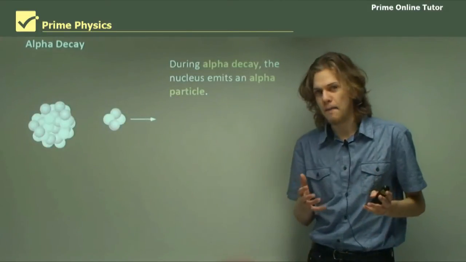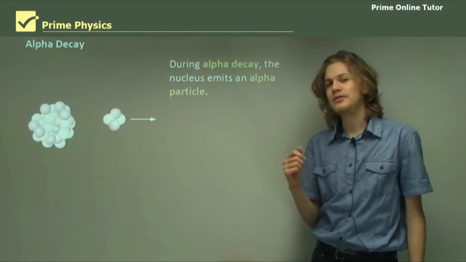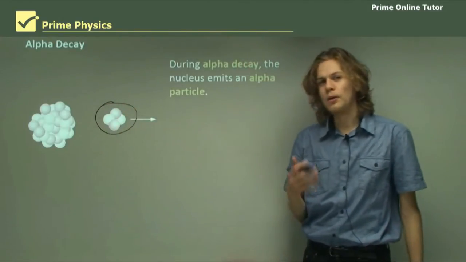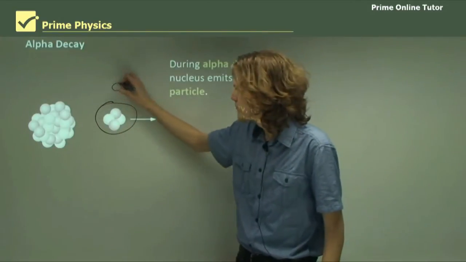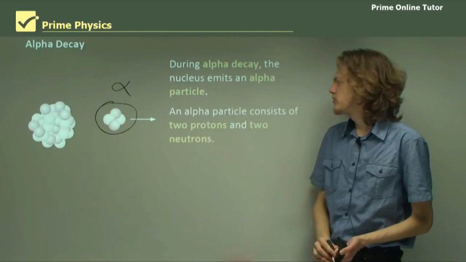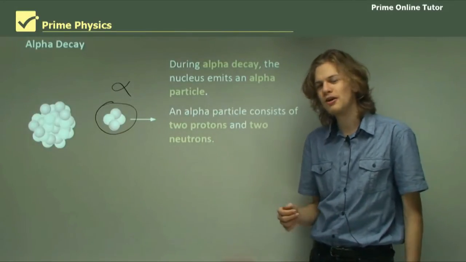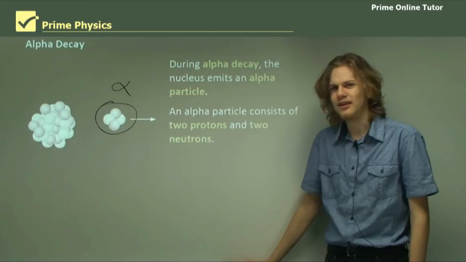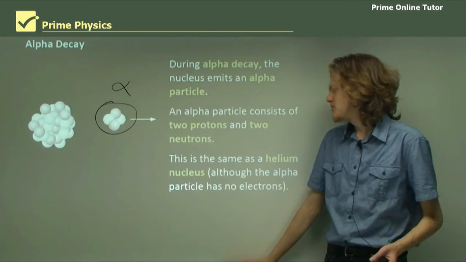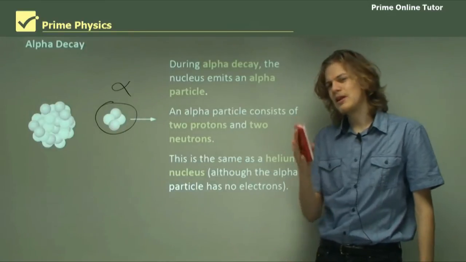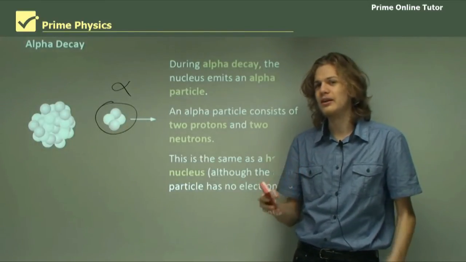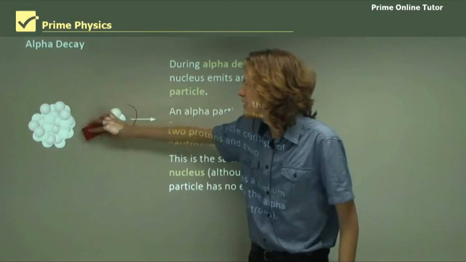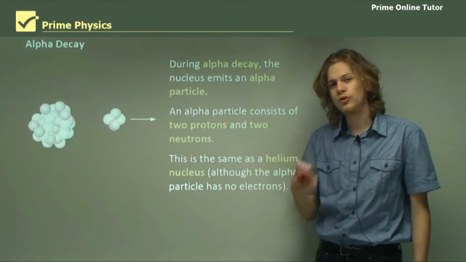We'll start off with alpha decay. Now during alpha decay, the nucleus emits an alpha particle, and that's what this object over here is. So we can represent it with the Greek letter alpha. Now an alpha particle consists of 2 protons and 2 neutrons, as we can see from the diagram. But hang on, that sounds a little bit familiar. 2 protons, isn't that an atom? Well, indeed, yes, this is the same as a helium nucleus. But it's not the same as an atom, because a helium nucleus in a helium atom tends to have electrons associated with it. An alpha particle doesn't have any electrons. It's just 2 protons and 2 neutrons.